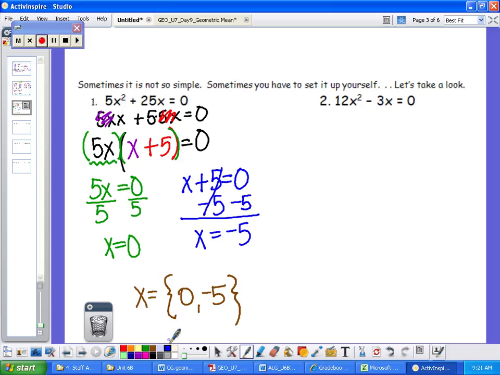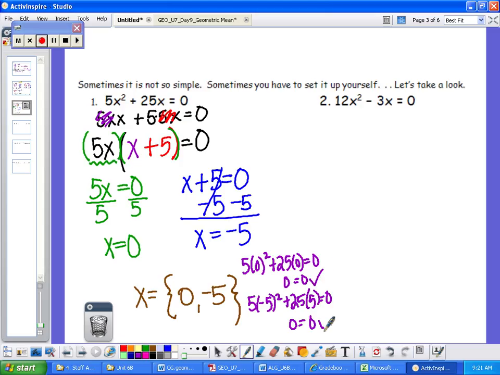So let me write that down. What this means is 5 times 0 squared plus 25 times 0 equals 0. If I solve this, 0 does equal 0. And if I've solved the other one, this would also be 0 equals 0. So I know that both these answers are correct. So let's look at the next one.